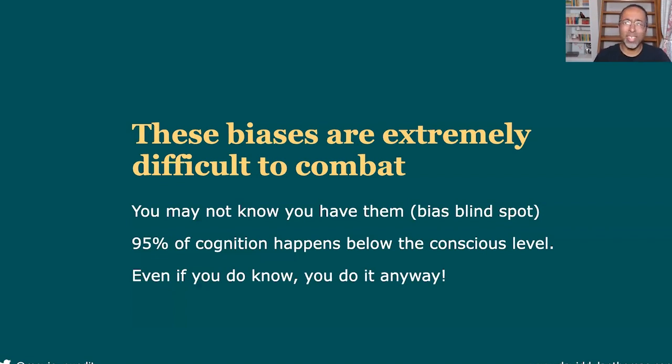Now, part of the problem is that a lot of these biases are really hard to fight because you may not even realize you have them. There's literally a bias called the bias blind spot. The way it works is you think you don't have any biases, but you're sure that everybody else does. And about 95% of cognition is happening below the threshold of conscious thought. So these decisions are happening so quickly, you don't even realize you've made them.